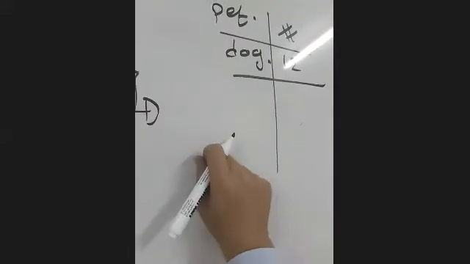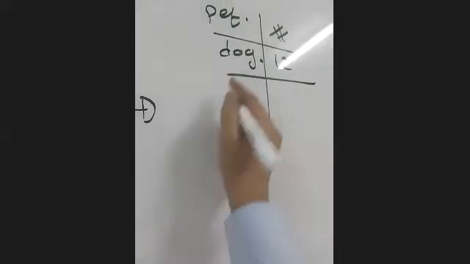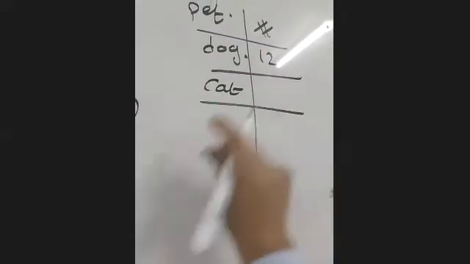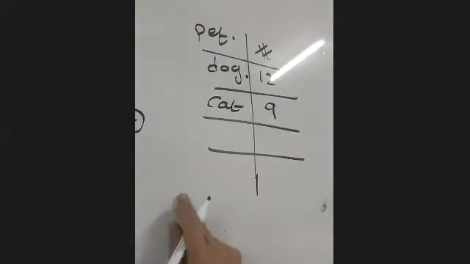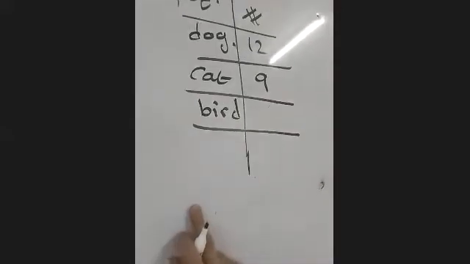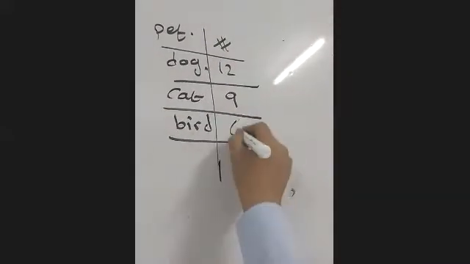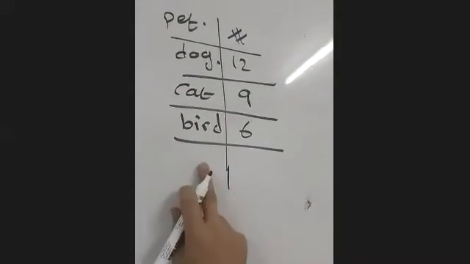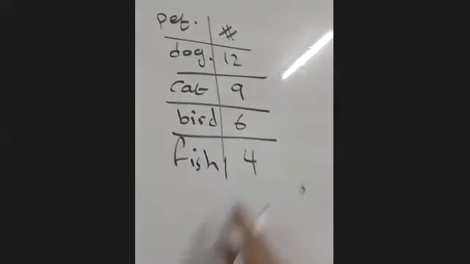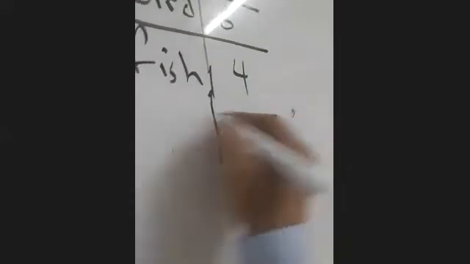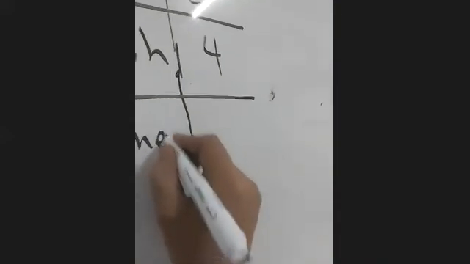Cat, how much? 9. The third pet, bird, 6. The fourth one, fish, 4. So we have dog, cat, bird, fish, or other. Other means other animals, other pets. How much is the other? 6.